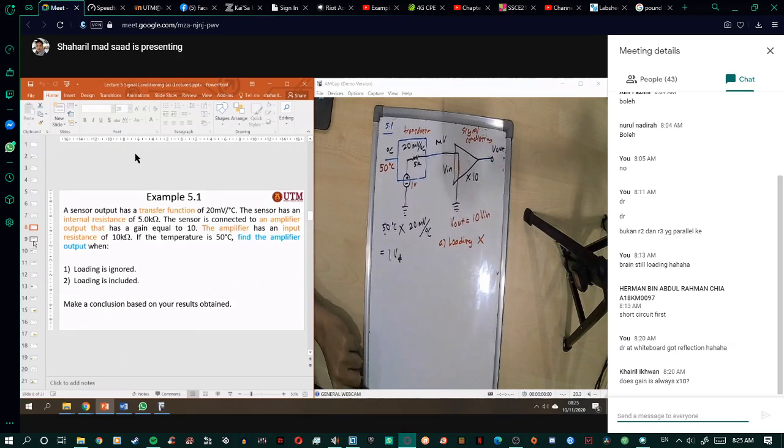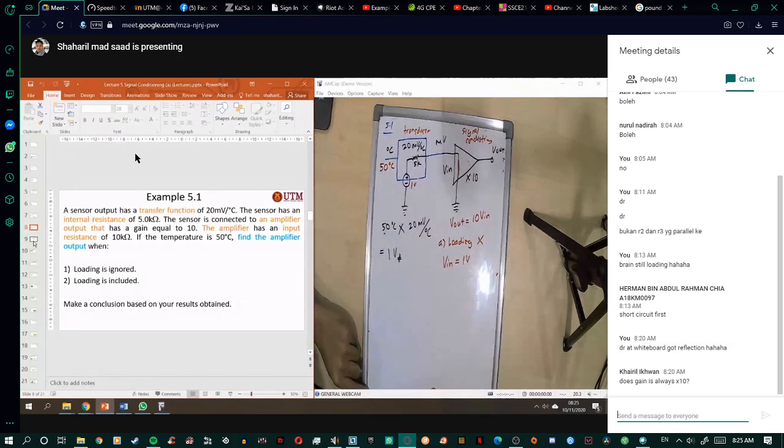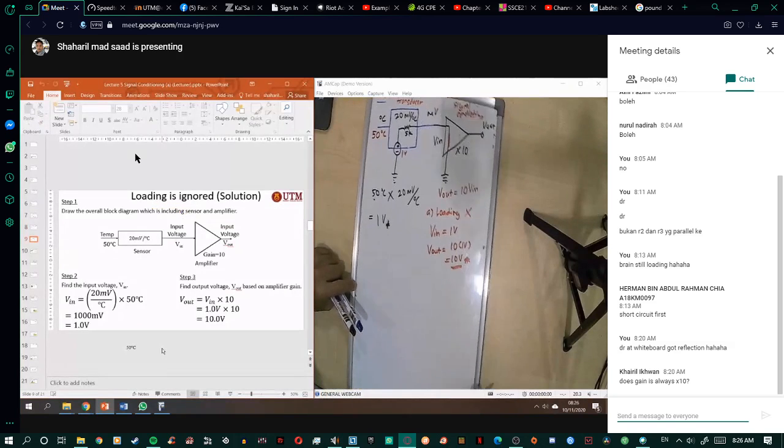So when loading is ignored, V in here is equal to 1 volt, or V in equals Vx here. Then V out is 10 times 1 volt. So now you got 10 volt here. Done.